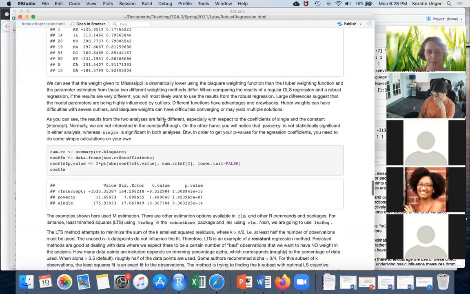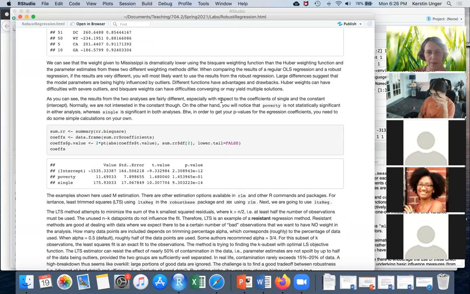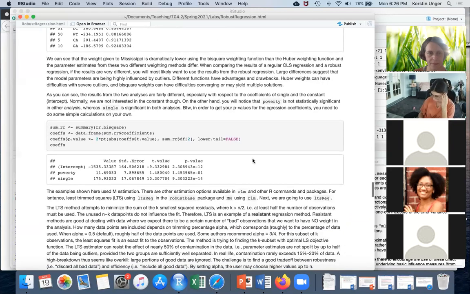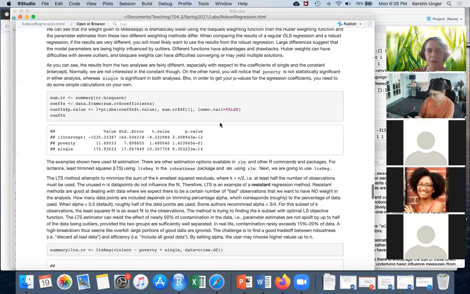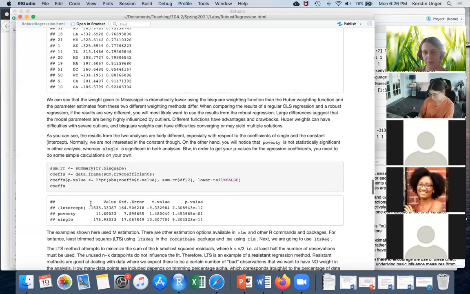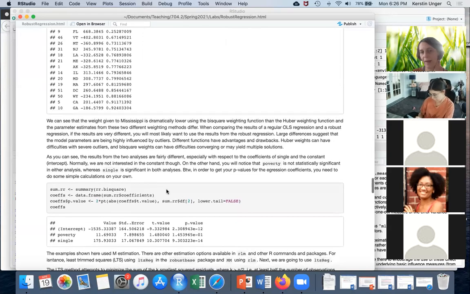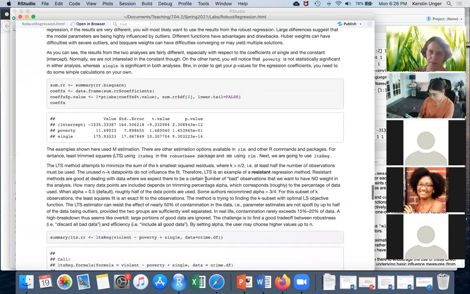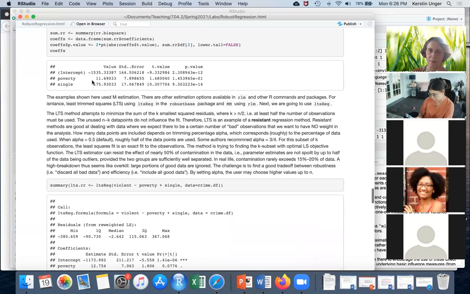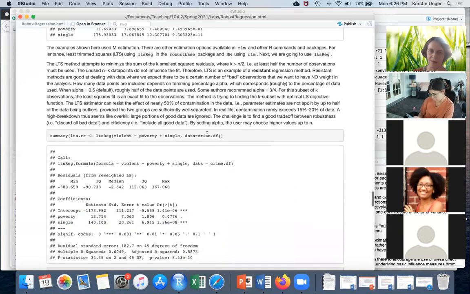All right. What does not change, if you look at the outcome here, is that in all three cases, it's never the case that poverty is a significant predictor. It's always single. No matter what you run here, it is just the regression coefficient for single that changes between the methods.